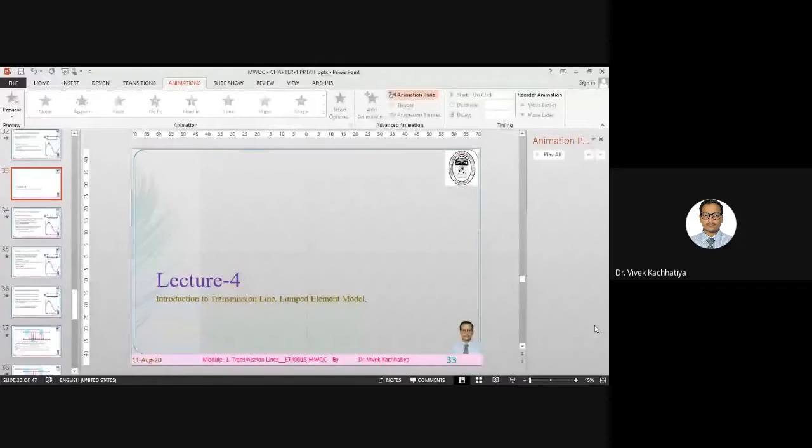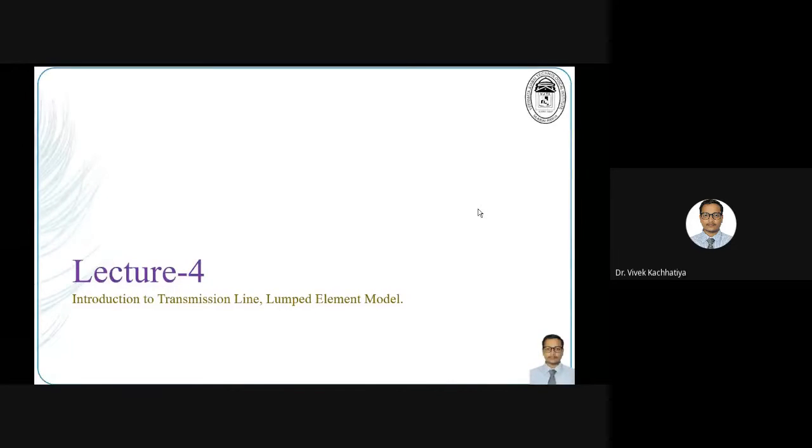Today we will start our microwave optical communication lecture number 4. So far we have studied the applications of microwave communication. Next, we also understood the transit time effect, how a circuit behaves differently for lower frequency and higher frequency. So today's aim is that we need to model this transmission line for high frequency, right?